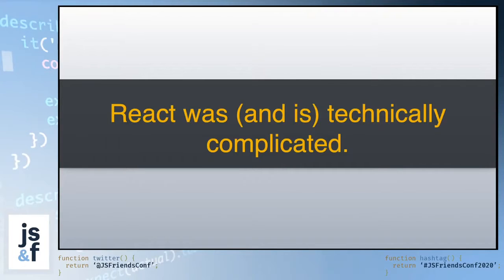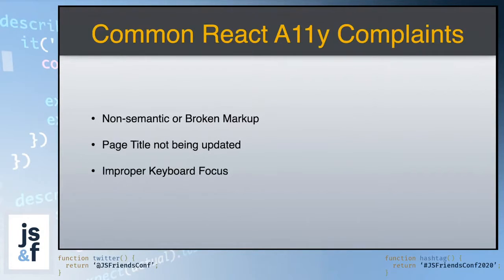So technical complexity aside, some of the common React accessibility complaints are things like non-semantic or broken markup, page titles not being updated, and improper keyboard focus. Now, I do want to talk about the non-semantic and broken markup, because this is one of those issues that used to be 100% React's fault.